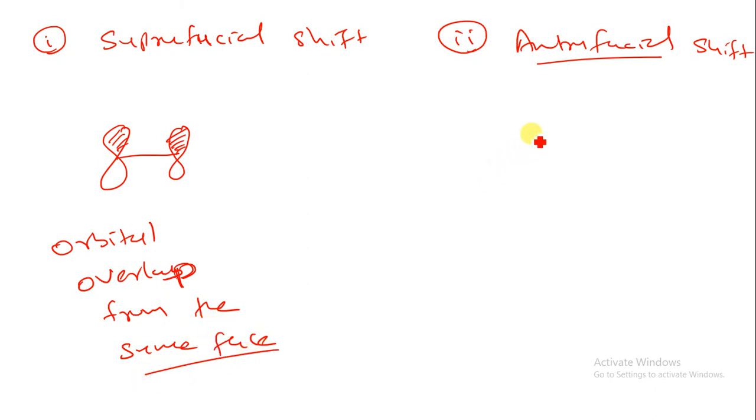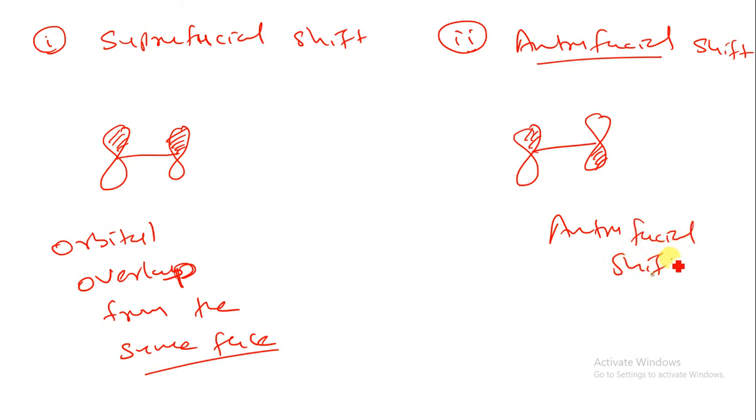Now if we are having this face reversed like this one, okay, that is known as antarafacial shift, in which we are having orbital overlap from the opposite face, from the opposite end. So that is the difference between the suprafacial shift and antarafacial shift. Suprafacial shift: orbital overlap from the same face, and antarafacial shift: orbital overlap from the opposite face. So this is how we can write down what is the suprafacial shift and antarafacial shift.